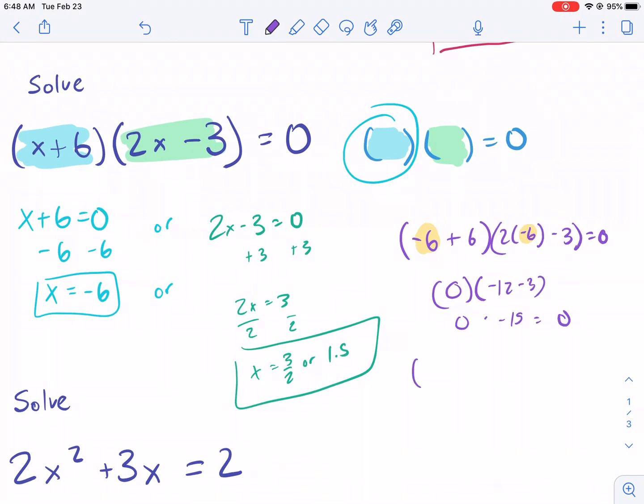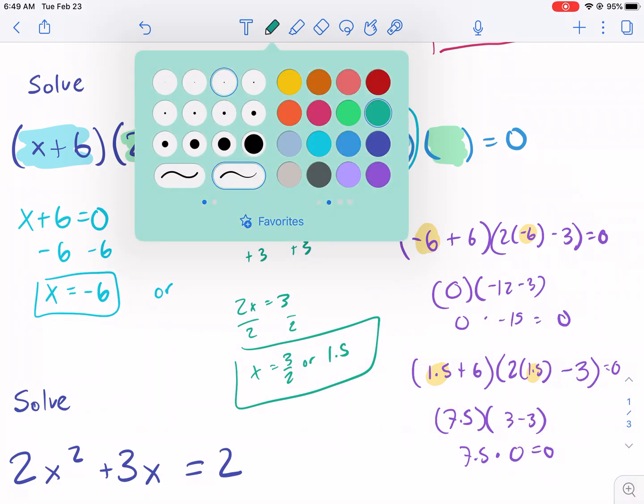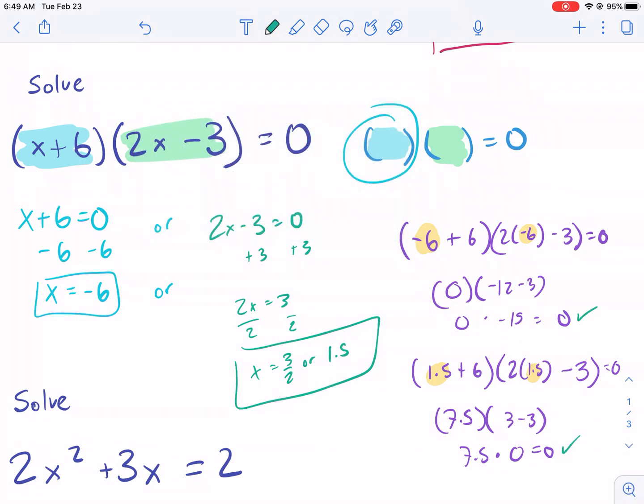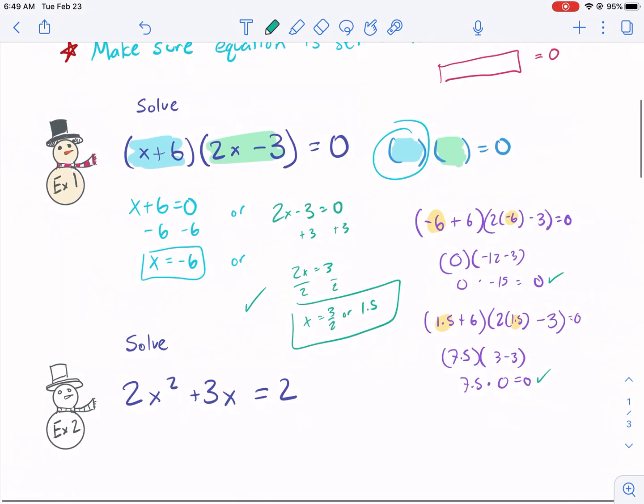So let's go ahead and put in 1.5. We put 1.5 plus 6 times 2 times 1.5 minus 3. As a reminder, we inputted this 1.5 and this 1.5 there. What happens here? Well, we get 7.5 on the left, and then we get 3 minus 3 on the right, so 7.5 times 0. Does that equal 0? Yes, it does. Both of these equal 0 because all you need is one parenthesis to equal 0, and it makes a true statement. So both of these make it true, and there we go. That's how you do it.